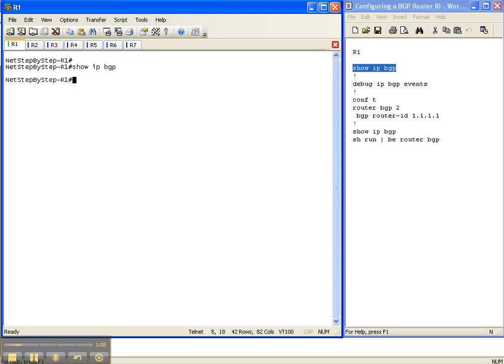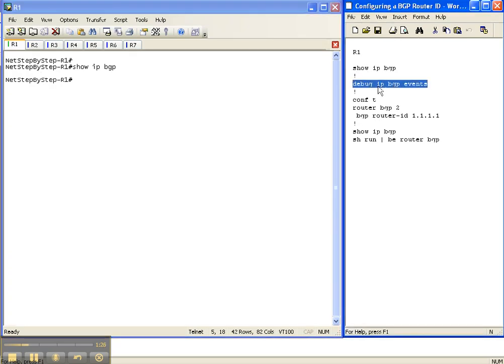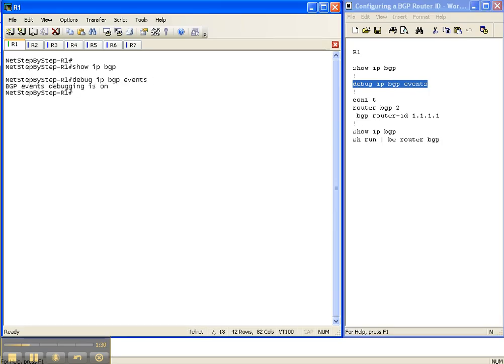All right, let's start off with the show IP BGP command to see what kind of output we get. And we don't have any output because this is just the second lesson in this video cheat sheet series. From the previous lesson, we enabled the BGP routing process here on router 1, and we saw that it went from not being enabled, BGP that is, to now being enabled, but we don't have any output yet. So let's turn on debugging with a debug IP BGP events. So we can see debugging is on.